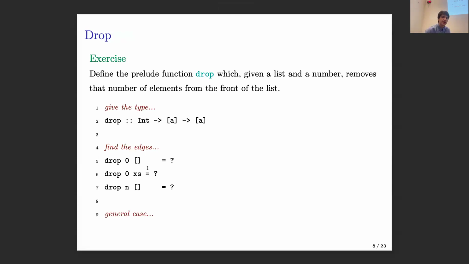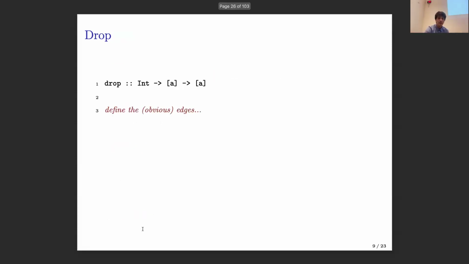Okay, so what's the general case here? Yeah, so the general case is that n is not 0, because otherwise I would have checked that already. And the second position is at least one element. So this pattern match isn't going to throw anything. Okay, so let's just define this then.